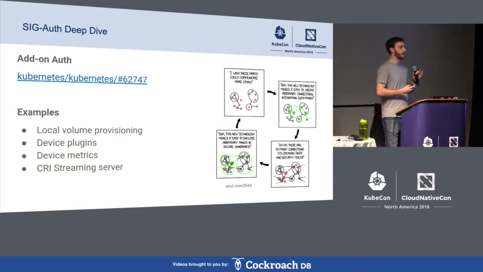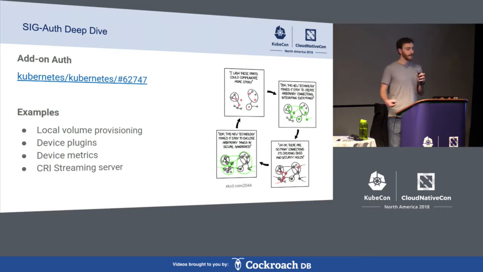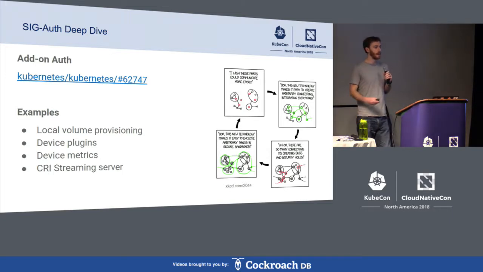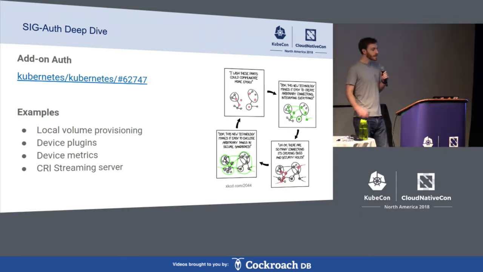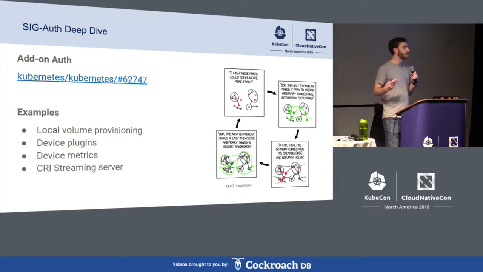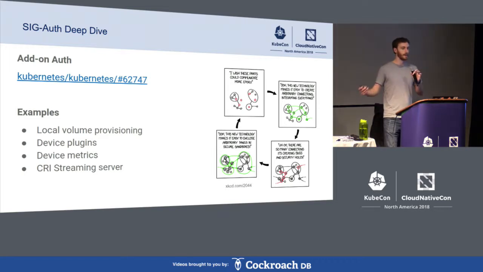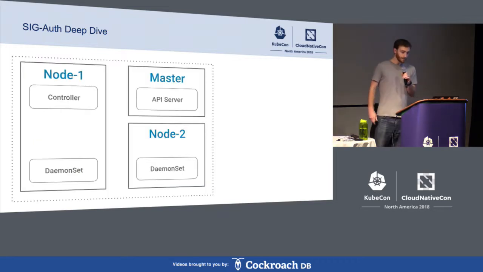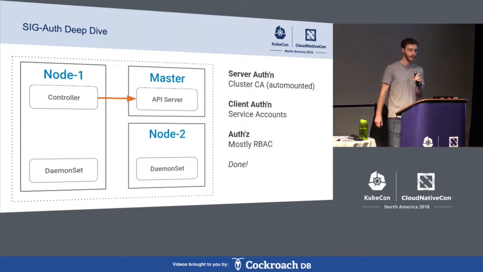There's a lot of different features that are going to be run on the cluster to add functionality to the cluster. As a few examples, local volume provisioning runs daemon sets on nodes and has a central control plane component. Similarly, device plugins and device metrics also have node-level plugins, CRI streaming server, and then there's a bunch of cluster-level add-ons as well. And so the cluster-level add-ons is mostly solved.